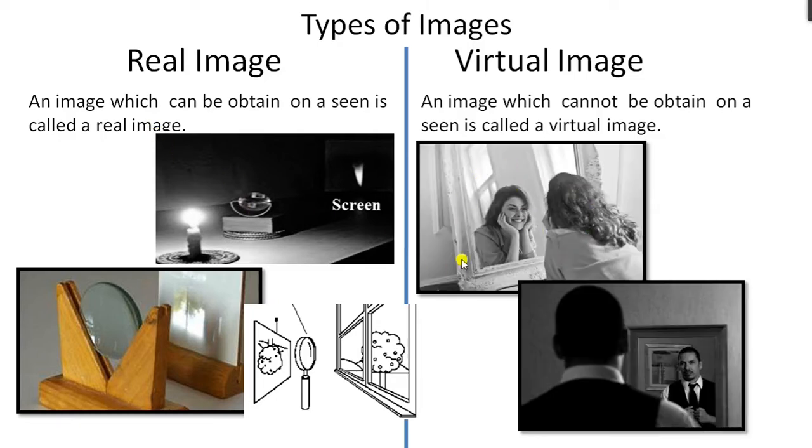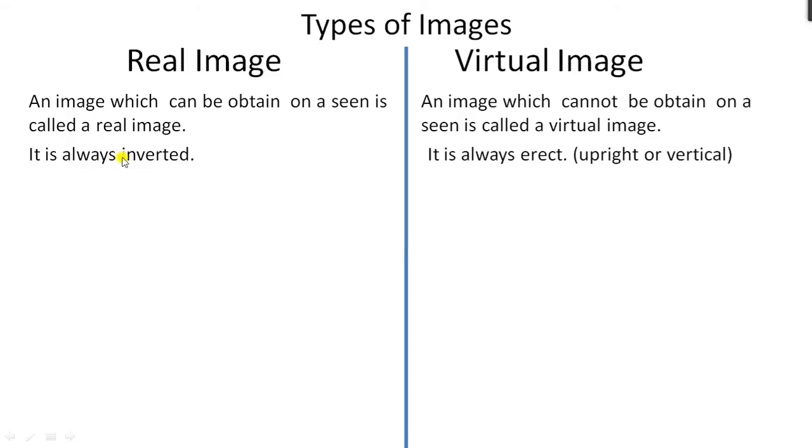The virtual image cannot be obtained on a screen. For example, the image formed by a plane mirror cannot be obtained on a screen or any paper. So these are called virtual images. And one more difference we can see here is that real images are always inverted, and virtual images are erect. Erect means upright or not inverted. So we can say real images are always inverted and virtual images are erect, meaning upright or vertical.